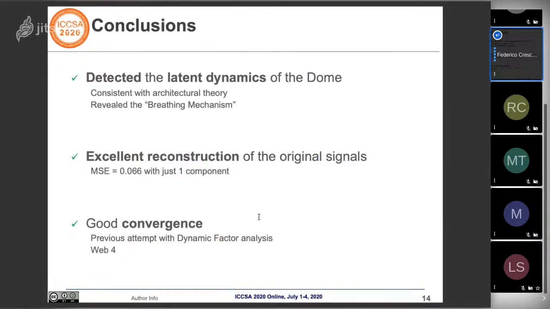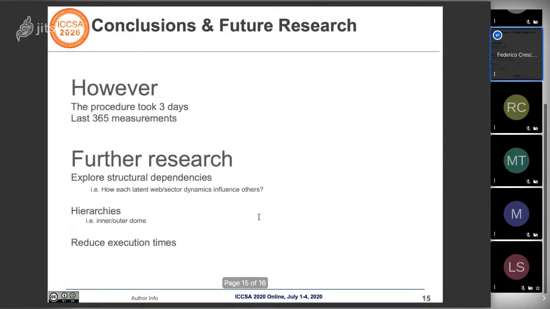And it also showed good convergence properties, because we made some attempts with dynamic factor analysis, which is a model trying to capture underlying unobserved dynamics, but it had very bad convergence properties, in the sense that we reached the maximum number of iterations without having reached convergence of the algorithm. However, this procedure took about 3 days of computation using last year's measurements. So it's something that has to be improved because the time series is much longer. So we can say that these results are promising, but they need to be extended.